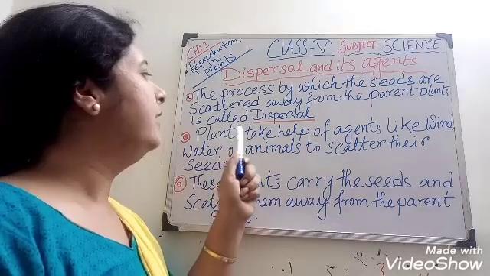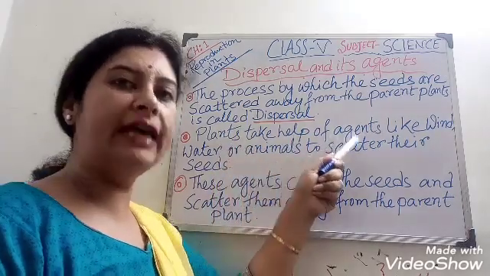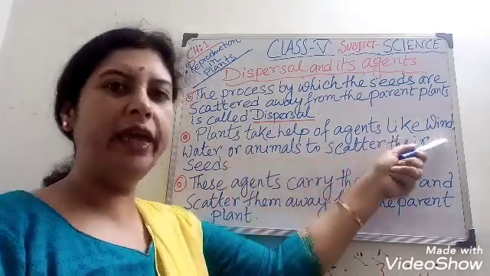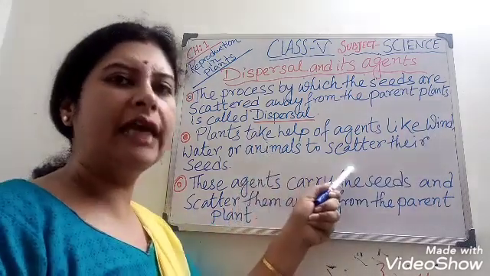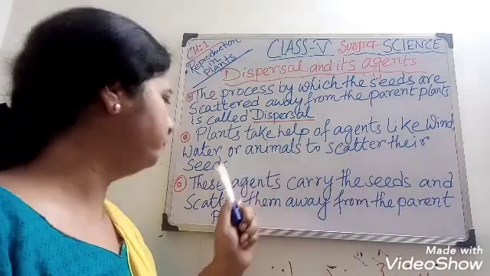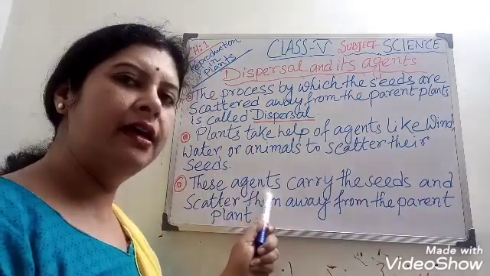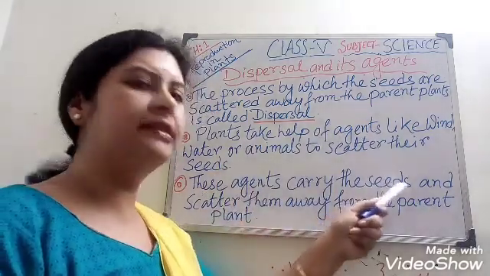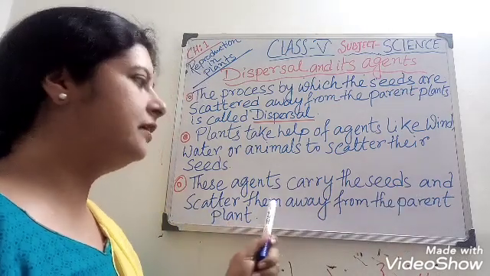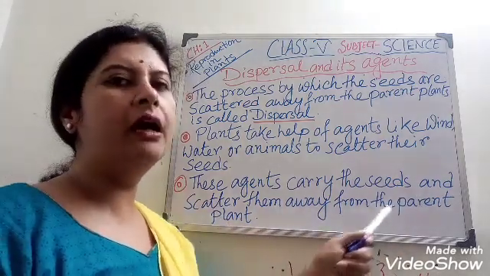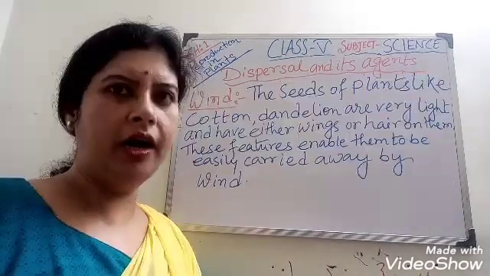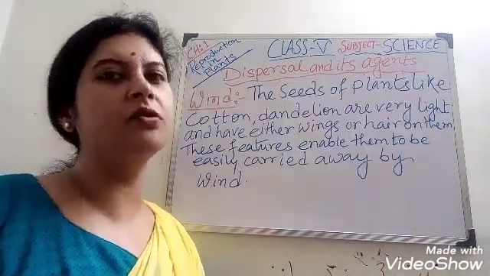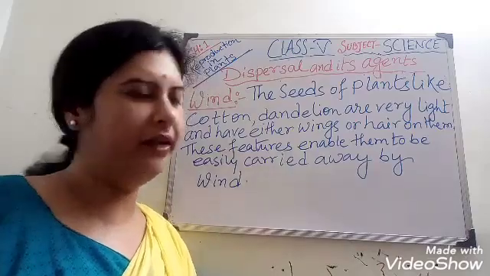Parent plants take help of agents like wind, water or animals to scatter their seeds. These agents carry the seeds and scatter them away from the parent plants. Now we are going to discuss all the agents one by one.